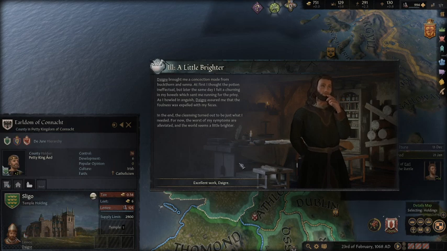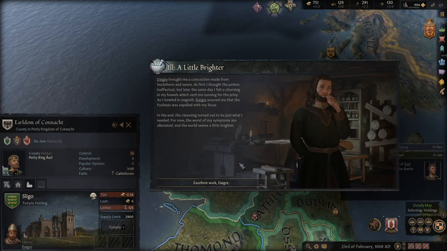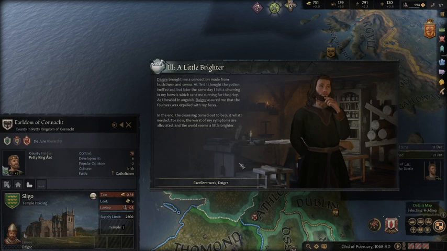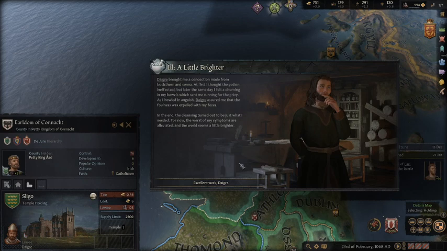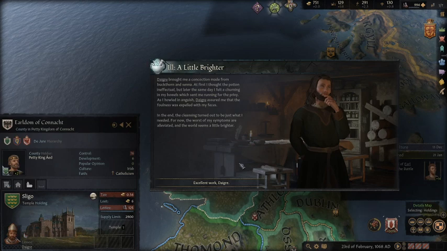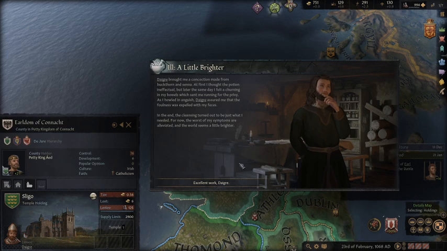Dagger brought me a concoction made from buckthorn and senna. At first, I thought the potion was ineffectual, but later the same day, I felt a churning in my bowels, which sent me running for the privy. As I howled in anguish, the doctor assured me that the foulness was expected and was expelled with my feces. In the end, the cleansing turned out to be just what I needed. For now, the worst of my symptoms are alleviated, and the world really seems a little brighter.